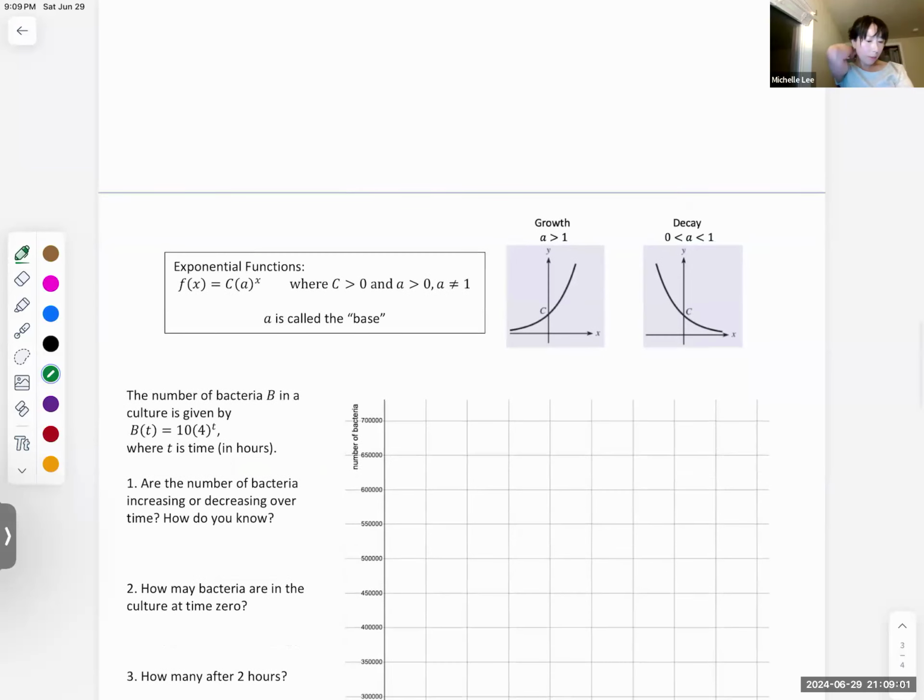The exponential function f of x equal to c a to the x power, where c is greater than 0 and a is greater than 0. A cannot be equal to 1. A, we call the base. We talked earlier, right? So c is the initial value, initial point, and also the starting point, right?